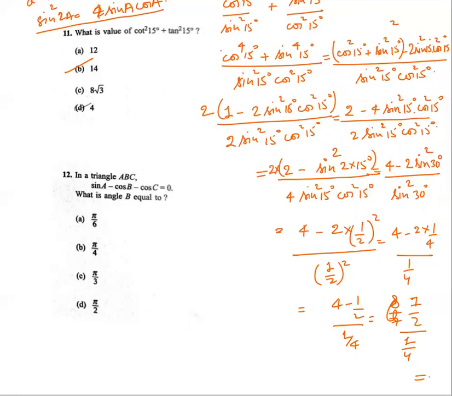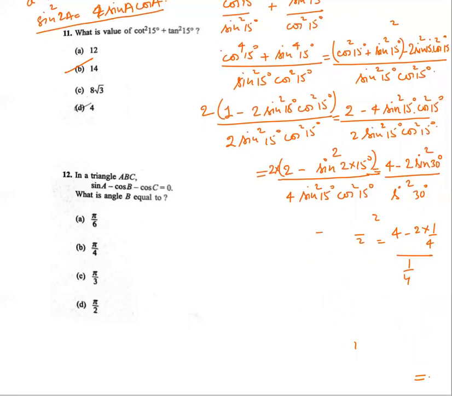Let me erase this part to solve question number 12. So question number 12 is from trigonometry. It says in a triangle ABC, we have sine A minus cos B minus cos C equals to 0, and we have to find what is angle B equal to.